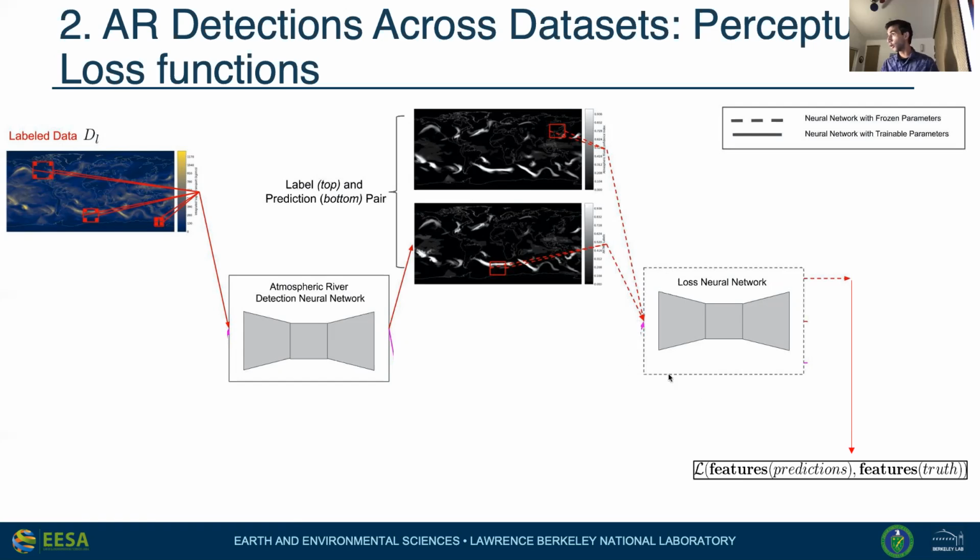Rather, there's another neural network that learns to extract the features from both the prediction and the label, and these features are compared. Now, while these features are lower dimensional, they aren't interpretable to a human or to a physical climate scientist, but they are an efficient representation of both the label and the prediction.